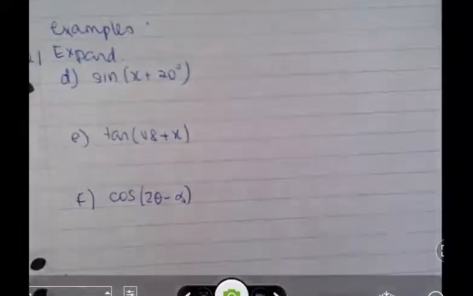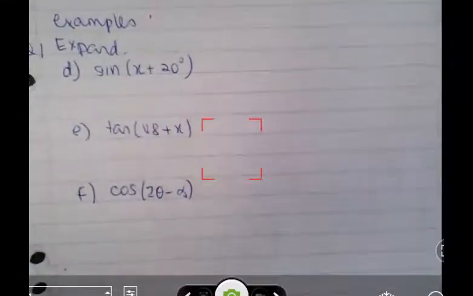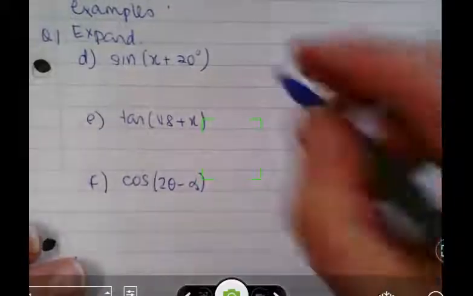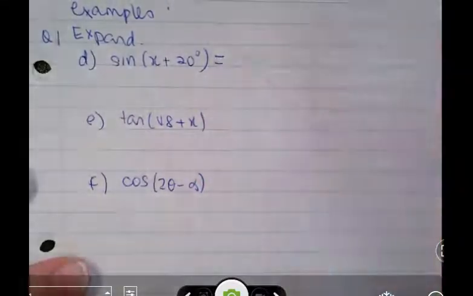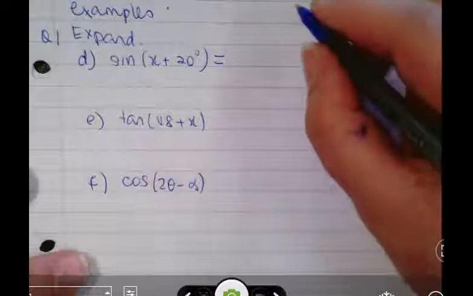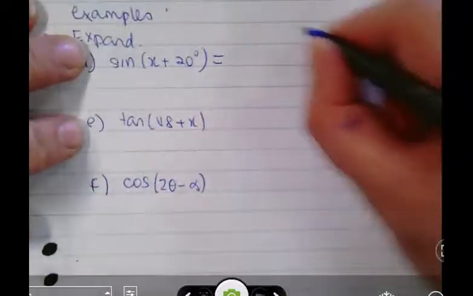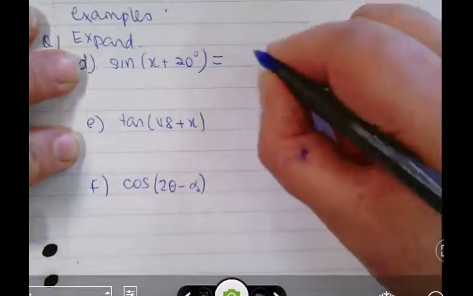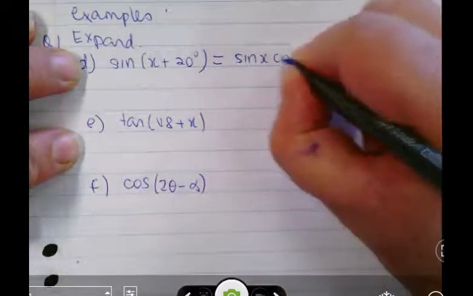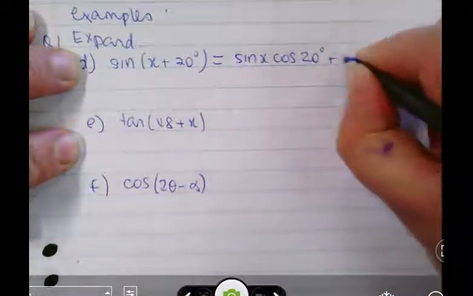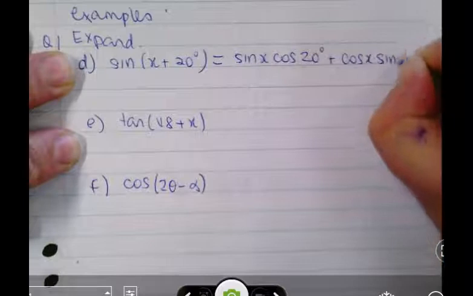We're just practicing the formula. You'll never be asked anything this basic. So just some examples from the textbook. Expand sine of x plus 20. We're just practicing the rule. Keep sine the same. So it's sine x cos 20 plus cos x sine 20.